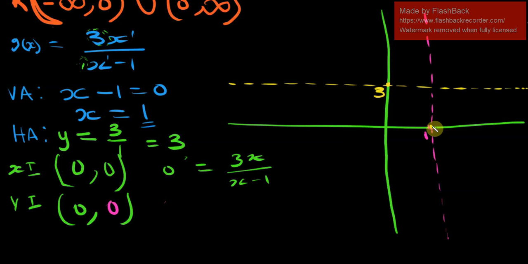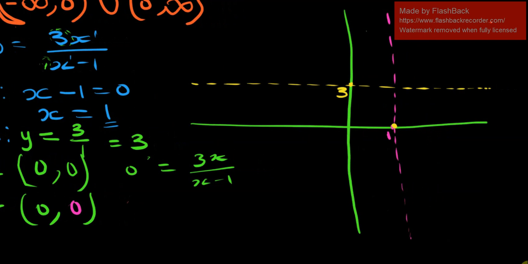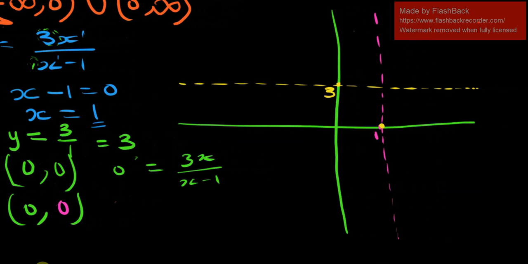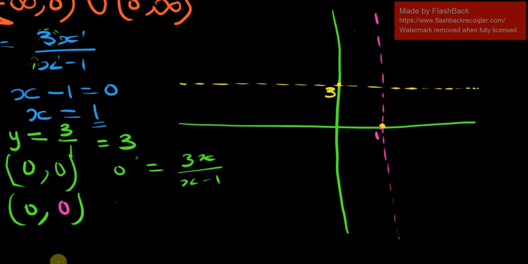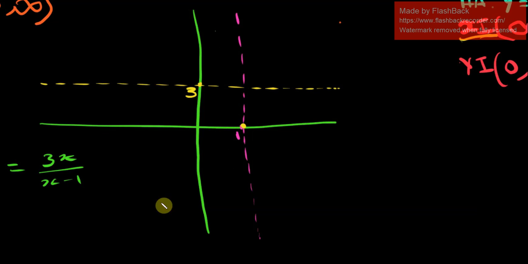Y is 3. Okay, cool. So the x-intercept is at (0, 0). The x-intercept and y-intercept are both at 0, 0, just right there at the origin.